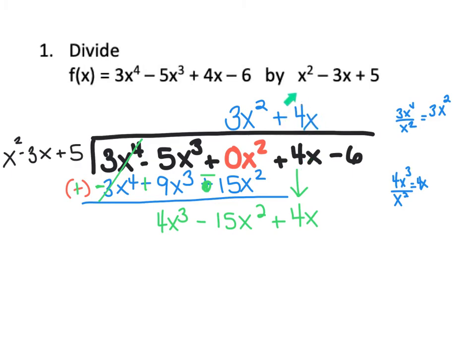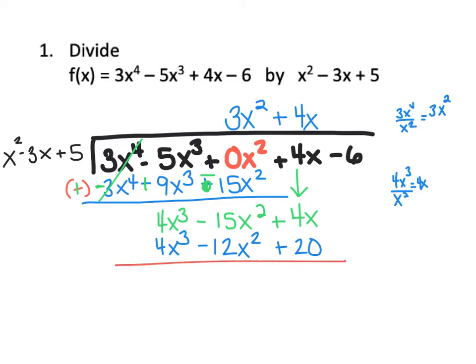Now I'm back to multiplying. I'm going to take positive 4x times this trinomial, the divisor. So 4x times x squared is 4x to the 3rd. 4x times minus 3x is negative 12x squared. And 4x times 5 is positive 20x.